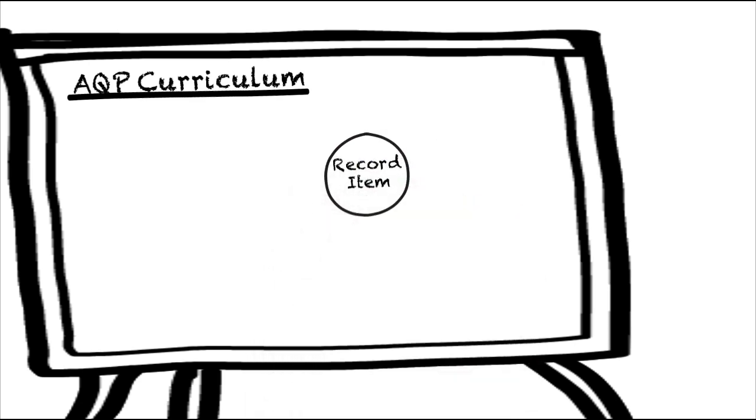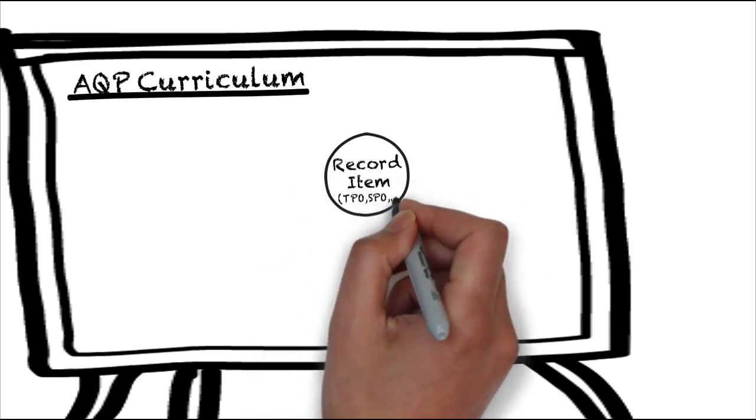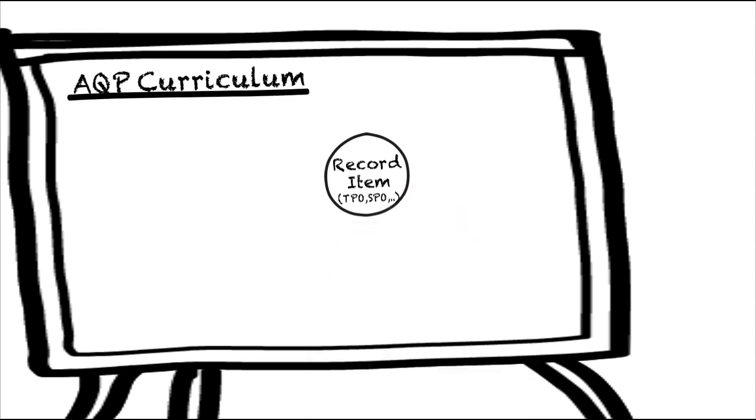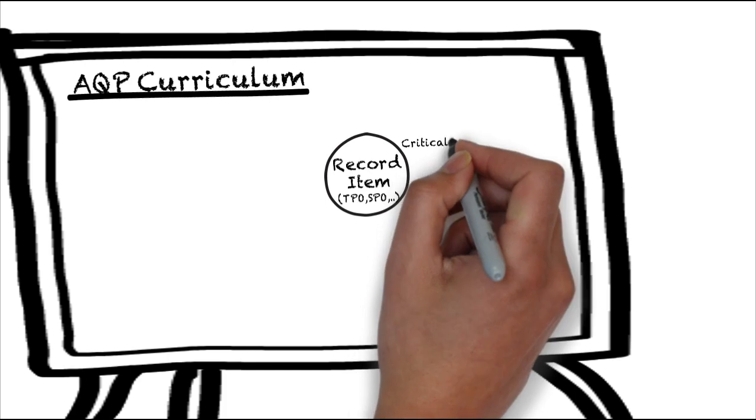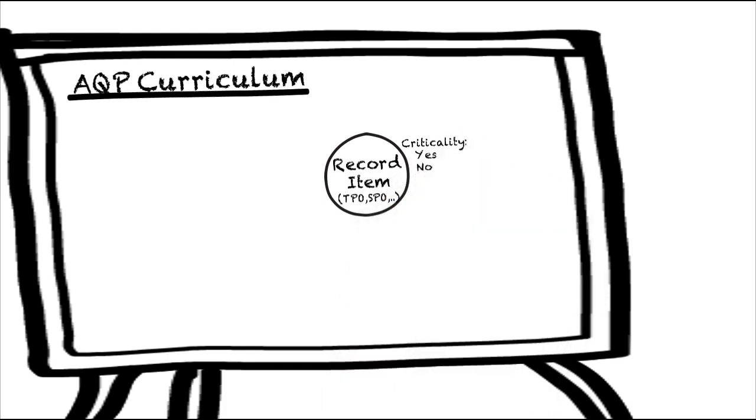Record items in the context here are training objectives like SPOs or TPOs. And these training objectives might be described by an unlimited number of customer-designed properties, like criticality with the value yes or no. You might have many more properties to describe your training objectives.